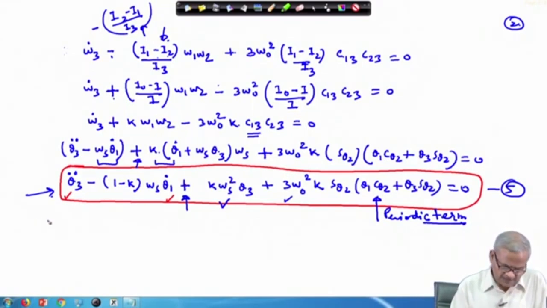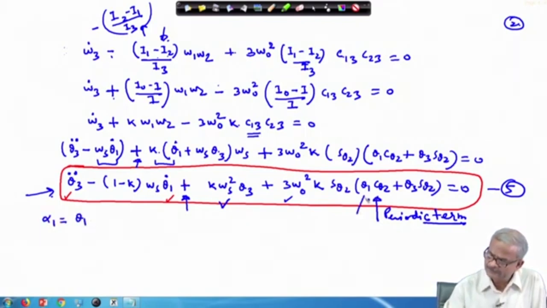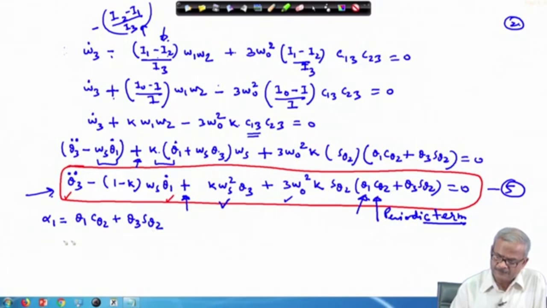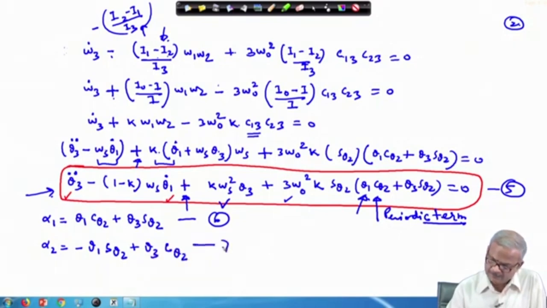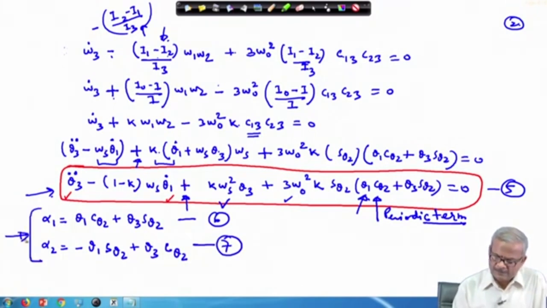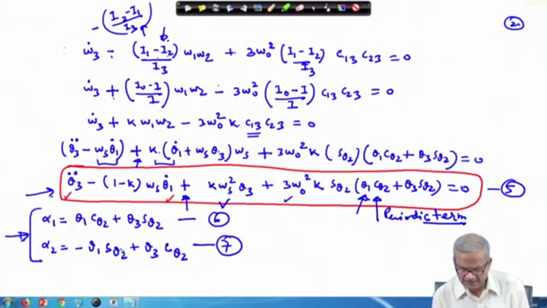So, let us assume that alpha 1 equals whatever the coefficient is appearing here, theta 1 times c theta 2 plus theta 3 times s theta 2. So, this is our equation number 6, and similarly alpha 2 we assume as minus theta 1 times s theta 2 plus theta 3 times c theta 2. And very soon it will be clear that indeed this helps.